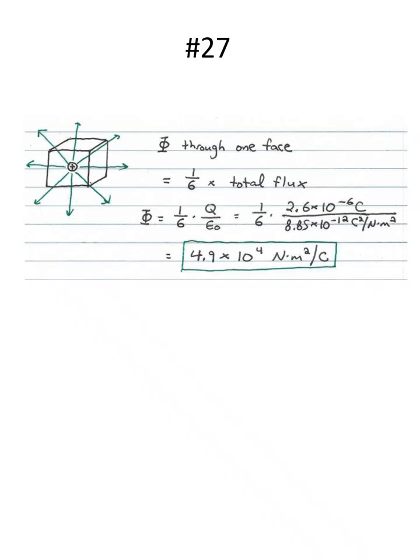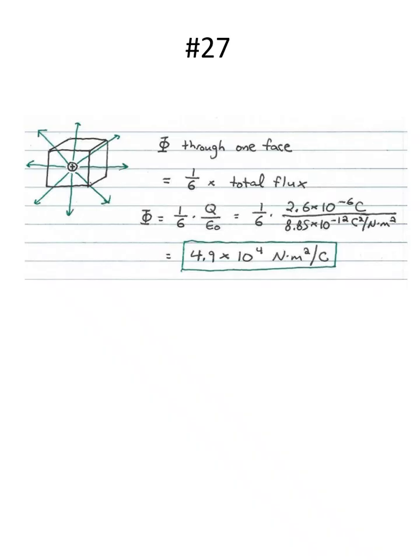Number 27. A 2.6 microcoulomb charge is at the center of a cube 7.5 centimeters on each side. What is the electric flux through one face of the cube? Hint, think about symmetry and don't do an integral. Well, if you look at the picture, the electric field lines are going out in all directions, and the question is asking, what is the flux through one face of the cube?